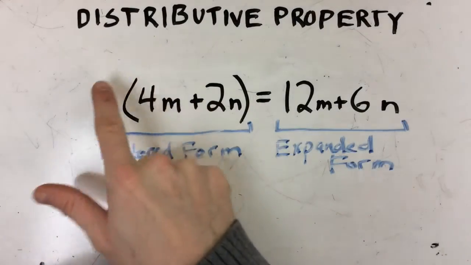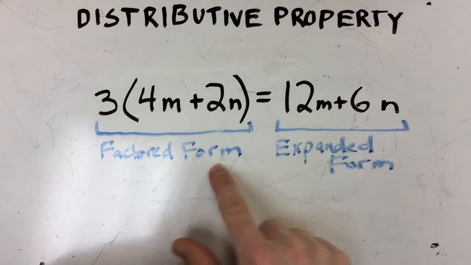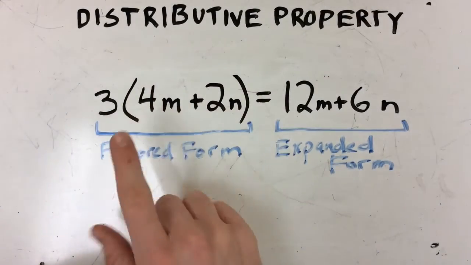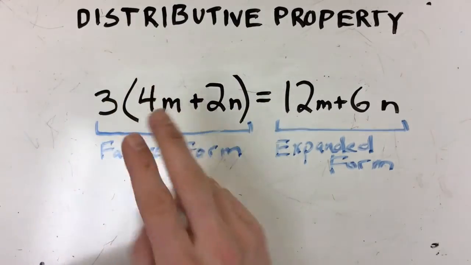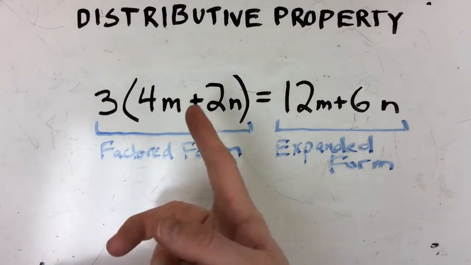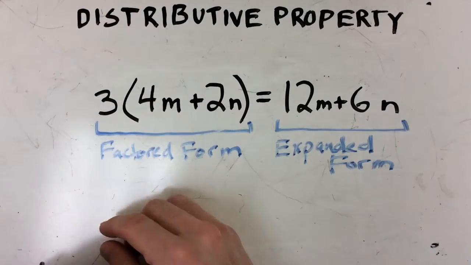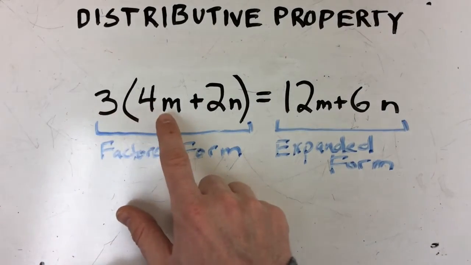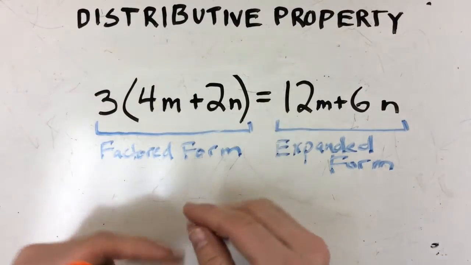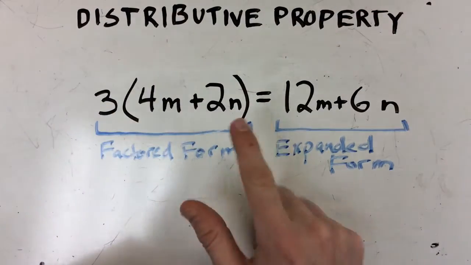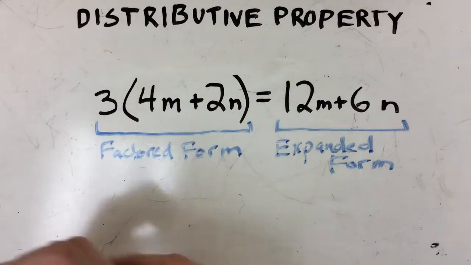Now let's just focus on the left side, the factored form. One tricky part is to see this form on the left of the equal sign as only 2 things being multiplied together. It looks like there's a lot of things, and there are. There's a 3, there's a 4, there's an M, there's a plus sign, there's a 2, there's an N. But in some way, you've got to be able to see this as 2 things being multiplied together.